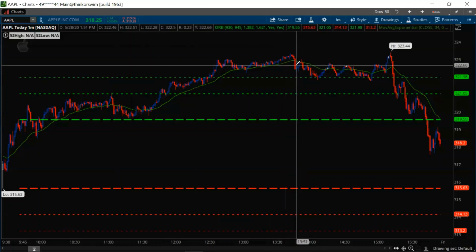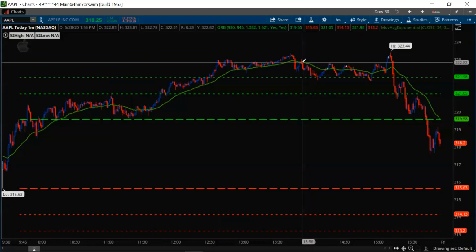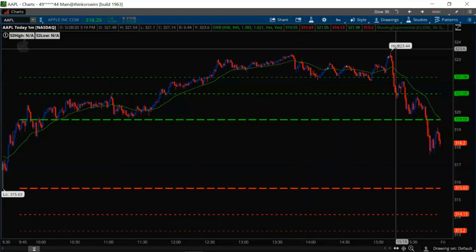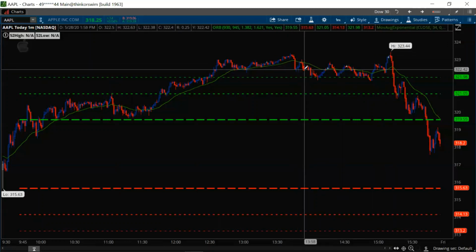When we break below the 34 here, you can see it's starting to curl over. It does get rejected when it tests. So for me, that's a safe place to exit. Now, if you look, we did actually make a high of day after that, but I'm okay exiting here because I'm not really trying to time the tops and bottoms of these moves. I'm just trying to get a good piece of the action.